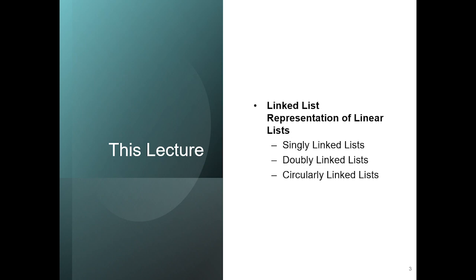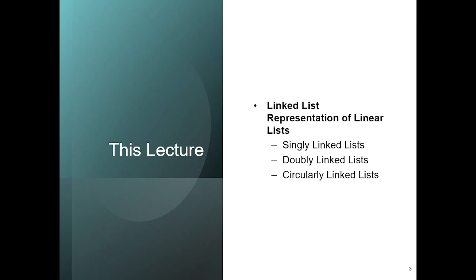In this lecture, we are going to look at another representation of the linear list, and that representation would be the linked list representation. So we are going to use something that we'll call linked lists to implement the linear list. Now there are different types of linked list: the singly linked list, the doubly linked list, and the circularly linked list. Once we start talking about linked lists, hopefully all these different types would be clear to you. So let's get started.